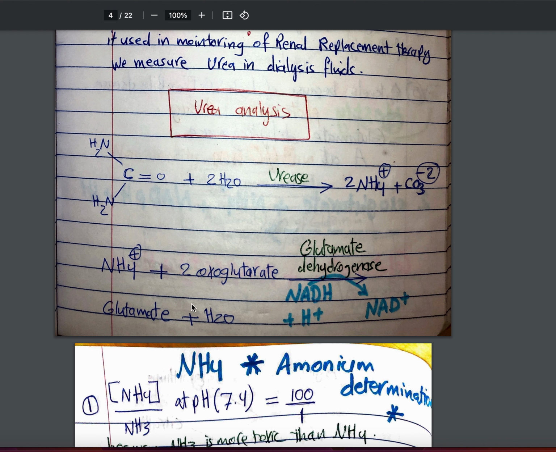This reaction that we are talking about is so important because by this mechanism we get rid of the ammonium. So we have urea plus H2O, by the urease, that leads to the formation of NH4 plus CO2. Then NH4 plus 2-oxoglutarate, by the help of the enzyme glutamate dehydrogenase, leads to the formation of glutamate and H2O.